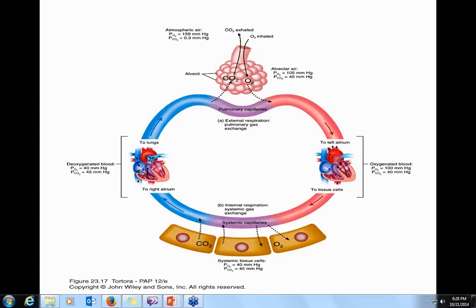Okay. Once we exit the heart through the aorta, now we're going into systemic circulation. And in systemic circulation, you have internal respiration. So oxygen will leave the blood, so the blood becomes deoxygenated, and carbon dioxide will enter. And of course, through the vena cavas, the blood will re-enter the heart and will start the pulmonary circuit again.